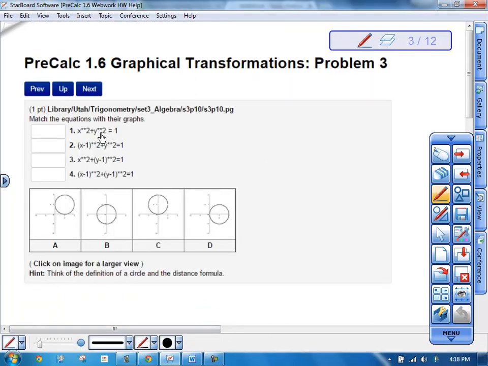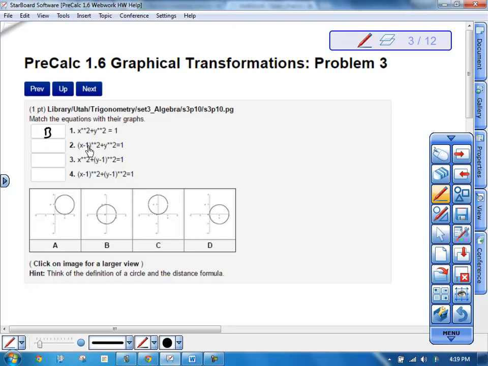All right, next problem gives us 4 circles and 4 equations. We got to match these. So the first one's just a regular circle, x squared. That's supposed to be squared. I don't know why it copied over as this double asterisk. It's x squared plus y squared equals 1. So that would be just a regular circle that hasn't been shifted at all because you haven't subtracted anything from x and y, so that's b.